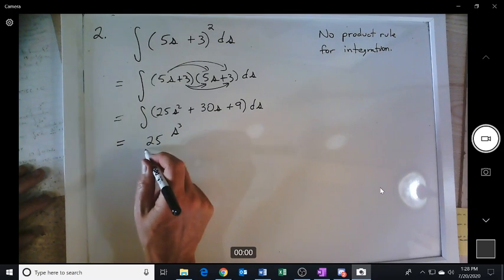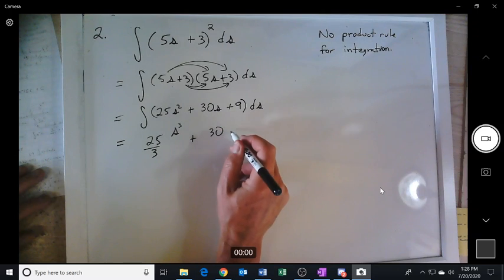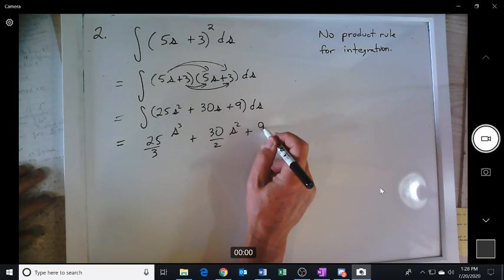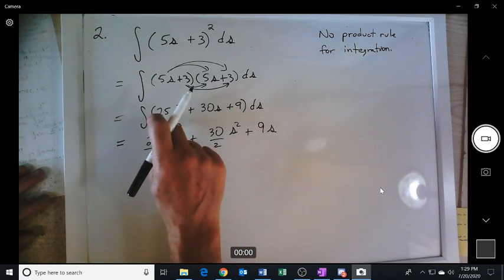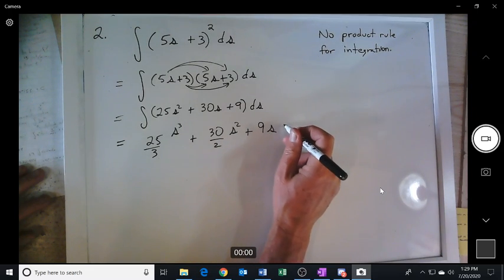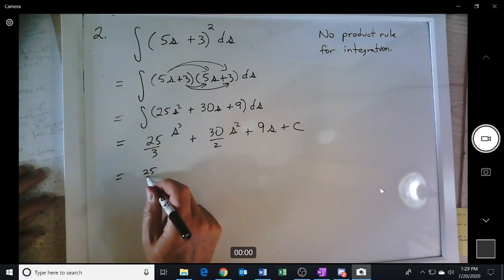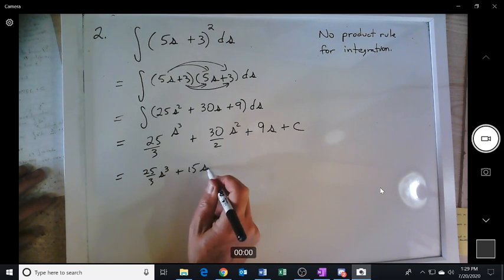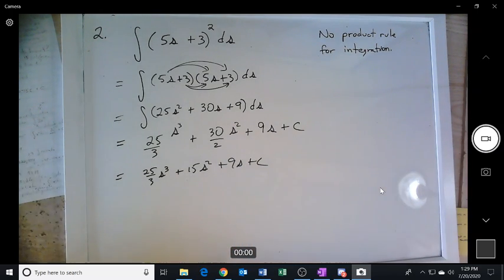Instead of putting the over 3 here, I'm going to put it over here. 30s squared over 2 plus 9s. And then you get a C1, a C2, and a C3. But the sum of 3 arbitrary constants is an arbitrary constant. That's my final answer.